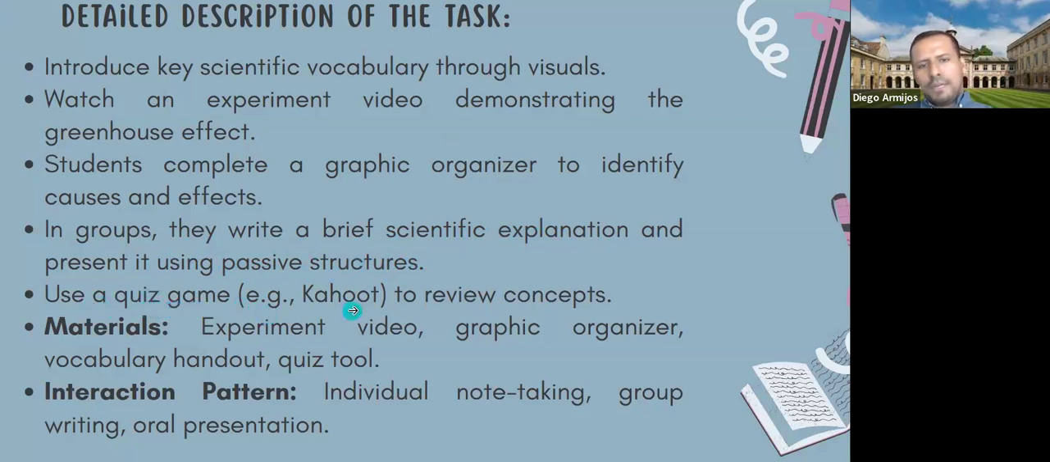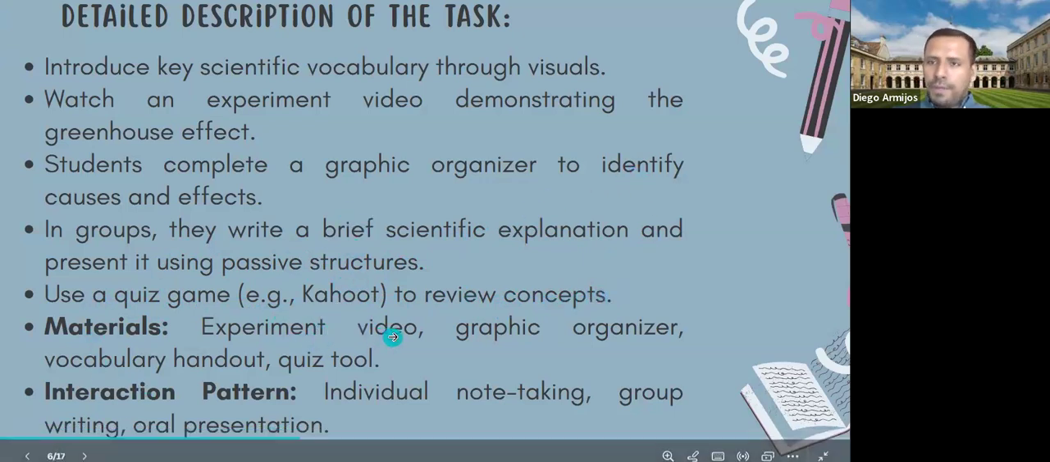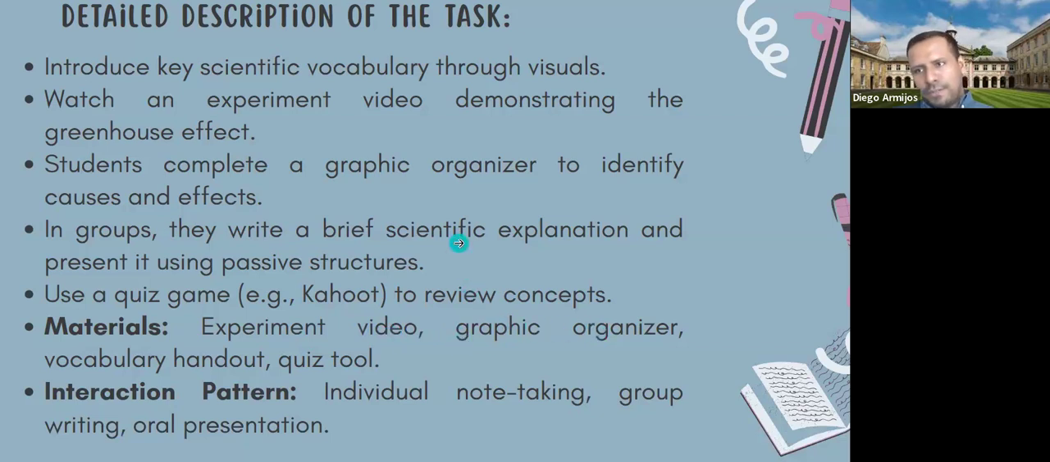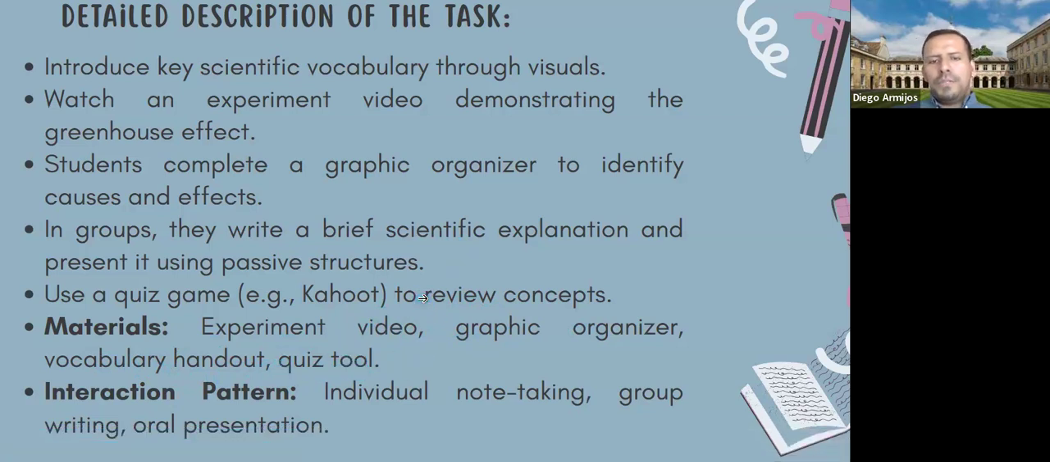Use a quiz game like Kahoot, Wordwall, or any digital platform to review, especially the concepts, okay? So the materials for this activity would be the experiment video, as I said before, a graphic organizer to write the cause and effect concepts, vocabulary handouts, which could be quizzes, and a quiz tool as well. For the interaction pattern, we have individual note taking, because as they watch the video, they might take some notes. The group writing, because they need to elaborate the graphic organizer. And finally, the oral presentation as well, okay?